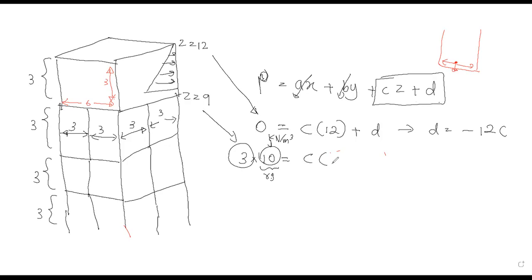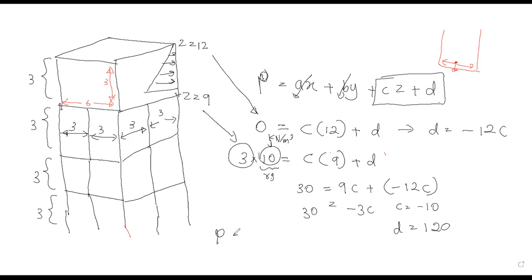And this is C into 9 plus D. So this will be 30 is equal to 9C plus D, where D is 12C minus 12C. So you will remain, C is what? C is minus 10 and D is 120. So your pressure variation is given by minus 10 into Z.